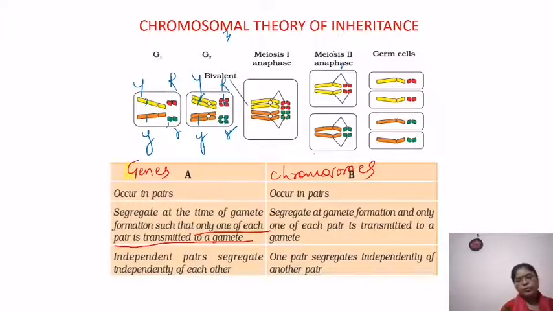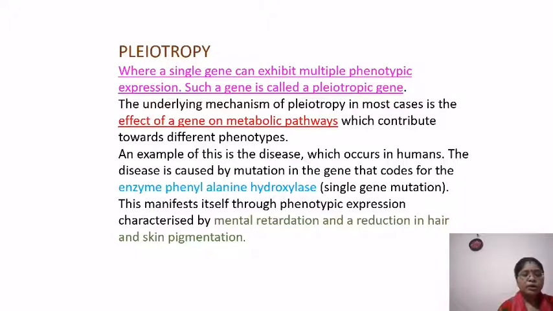Okay, so now moving on further. Now if you look at pleiotropy. Pleiotropy is when a single gene exhibits multiple phenotypic expressions. Such a gene is called a pleiotropic gene. Like, you know that in your metabolic pathway, one enzyme may be involved in many metabolic pathways, and that enzyme will be producing multiple effects. So same thing here, a single gene is there but producing multiple effects.